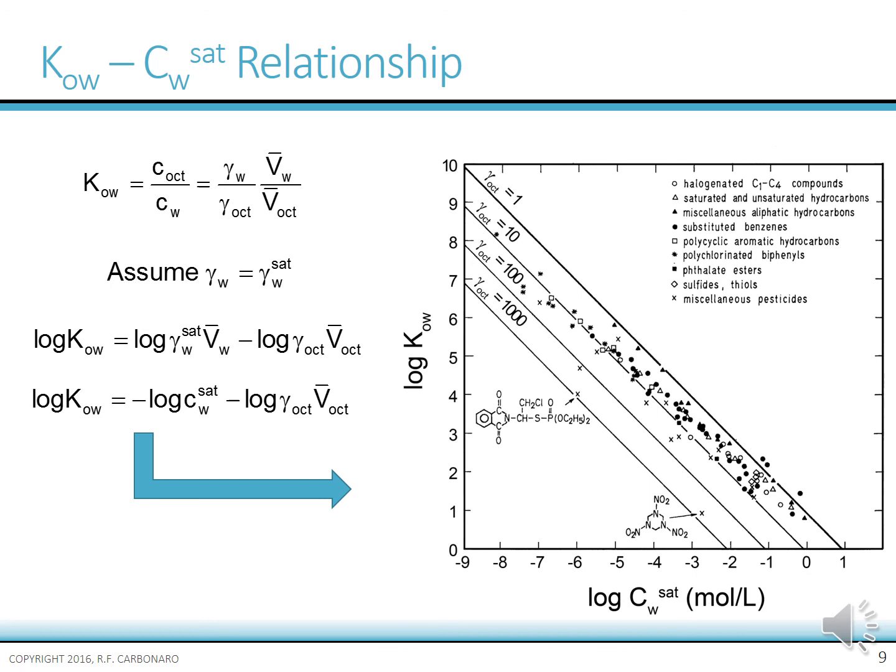And the only reason why all the data doesn't fall on the same line is that we've got different intercepts here, where each diagonal line shown on this plot corresponds to a different value for the gamma octanol phase. So basically the relationship is a pretty good one, and it's what we would expect based upon our understanding of KOW and the CW sat, the aqueous solubility.